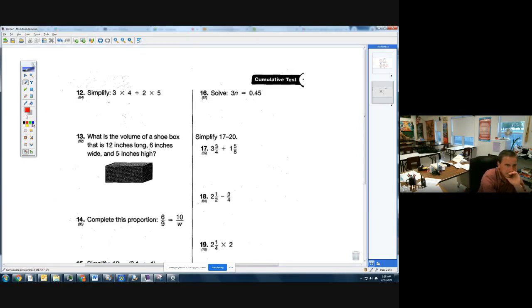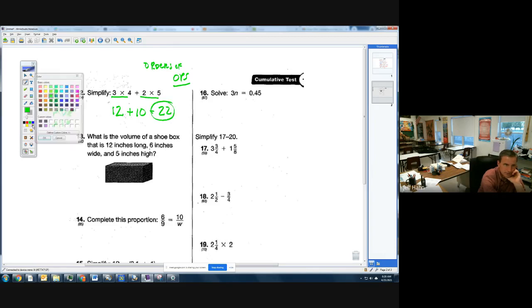Problem number 12, simplify. Remember, order of operations. It's PEMDAS: parentheses, exponents, multiplication, division, addition, subtraction. I've got two multiplication things that need to be done first before the addition, and multiplication goes from left to right. 3 times 4 is 12. 2 times 5 is 10. Once I do that, I can add those together and get my answer of 22.